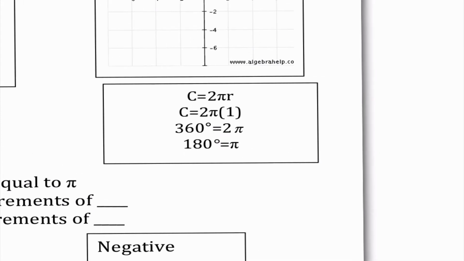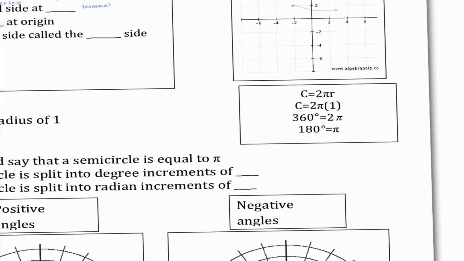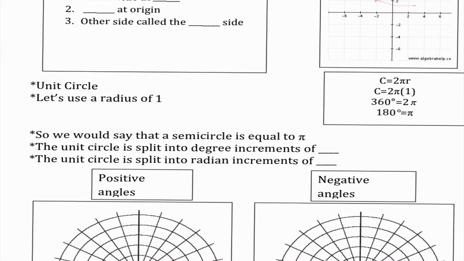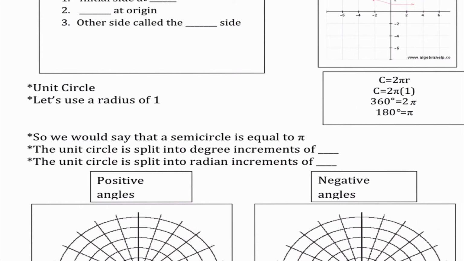Some things I just want to talk about. We know the formula C equals 2 pi r. That goes back to geometry. For our unit circle, we're going to use a radius of 1, so I substituted 1 in for the radius. We know that the measure around an entire circle is 360 degrees. So this tells us 360 degrees, which is the circumference, is equal to 2 pi. If I divide both sides by 2, pi becomes 180 degrees.